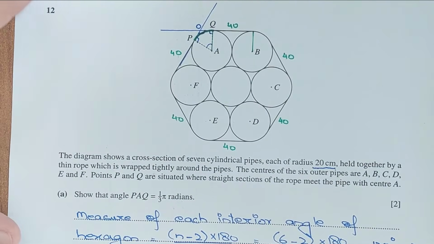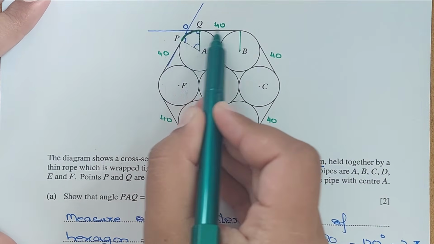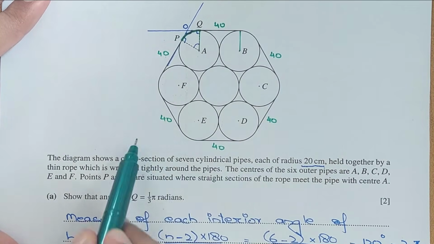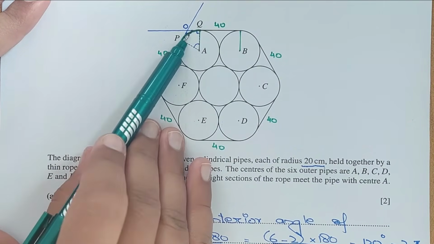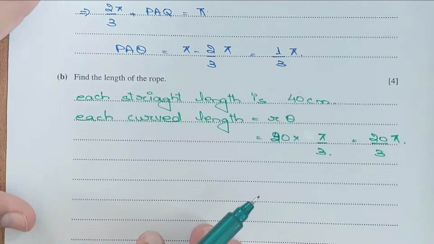So now to find the total length of the rope, we have to sum up the straight edges and the curved ones, right? So how many straights? 1, 2, 3, 4, 5, 6. And how many curved? 1, 2, 3, 4, 5, and 6 curved, right?